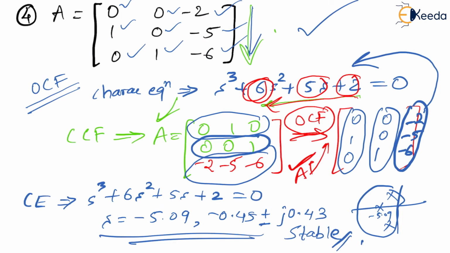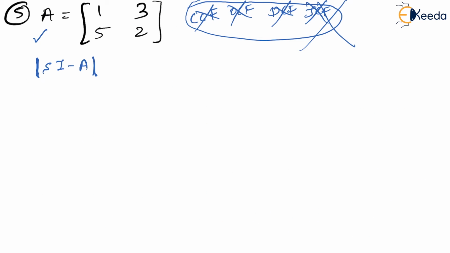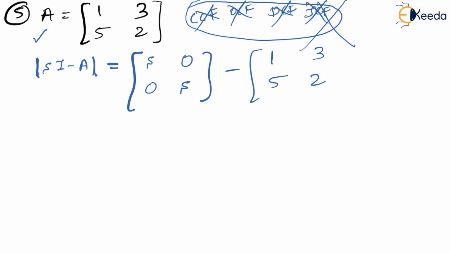Now see here. When I think of determinant of sI minus A, what does that mean? sI minus A, in the sense s into I, so it becomes [s 0; 0 s]. Already we know that. Now what is A here? A is going to be [1 3; 5 2]. If I subtract them, what do I get here? I get the sI minus A matrix as this one.